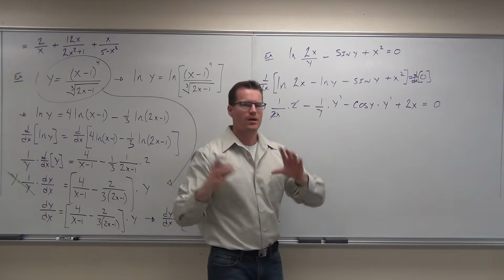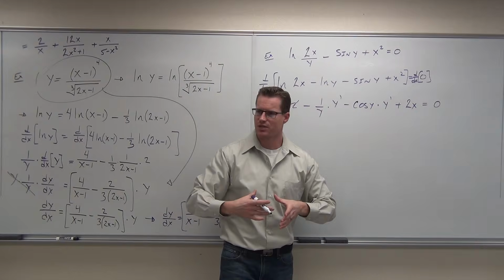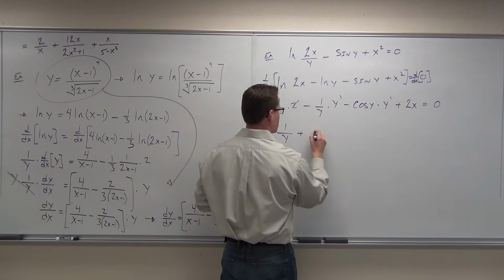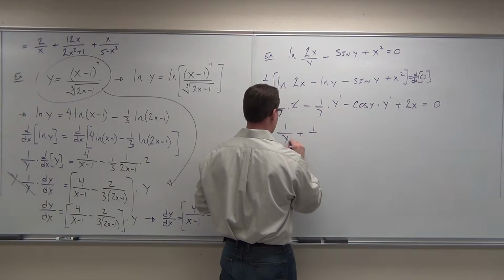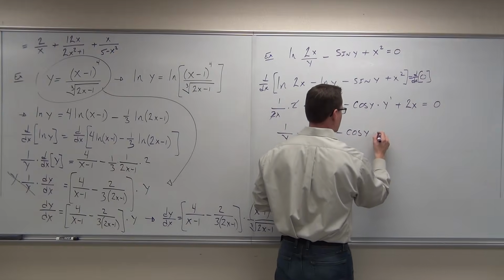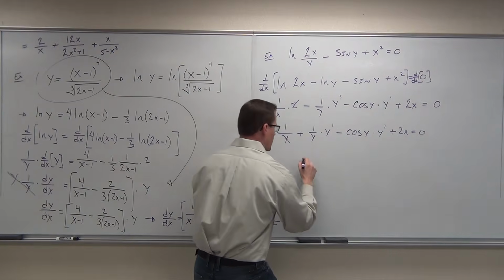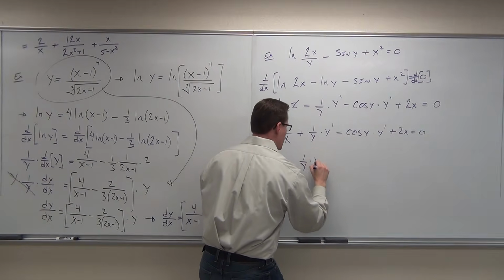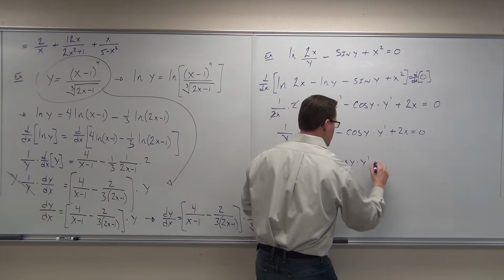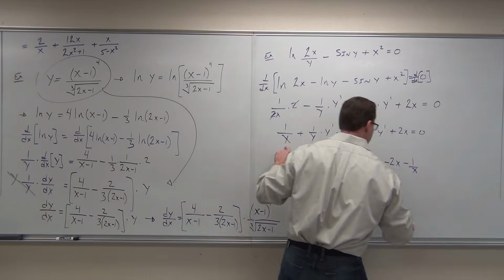All you have to do now is get all your y prime terms on one side, factor your y prime just like implicit differentiation does, and you're done. So, let's see. If we do that, we're going to have a 1 over y times y prime, cosine y times y prime. On the right-hand side, we have a negative 2x minus 1 over x.